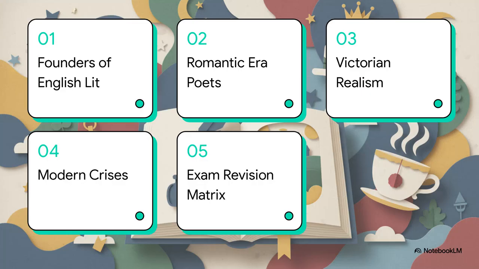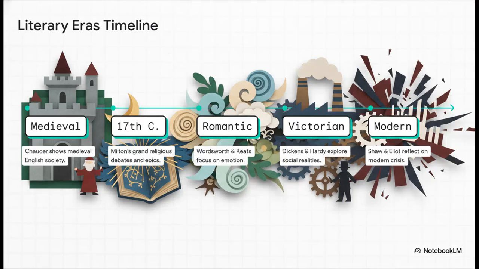So, here's our clear roadmap for today. We'll quickly cover the founders of English literature, then the Romantic era poets, followed by Victorian society and realism, and modern crises and criticism. Finally, we'll wrap up with a quick exam revision matrix. Clubbing the writers chronologically like this is simply the best way to secure those scoring points and understand the actual flow of literary history. Let's visually map this time travel journey in your mind.